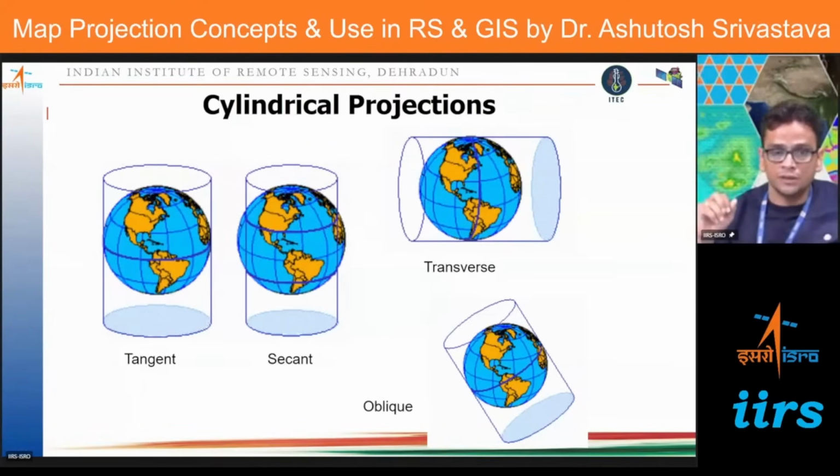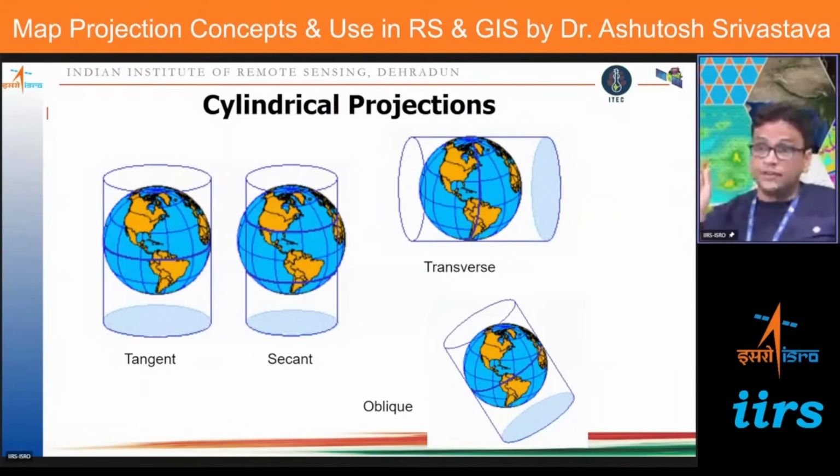So the first level differences you can find are normal, transverse, oblique, plane, cone, cylinder. Then we have the tangent case and secant case. And after that, also what we want to preserve. We want to preserve the area, the distances, the shapes, the directions.